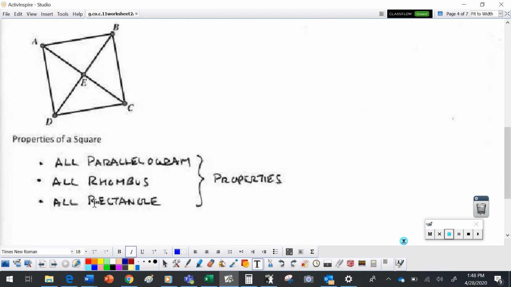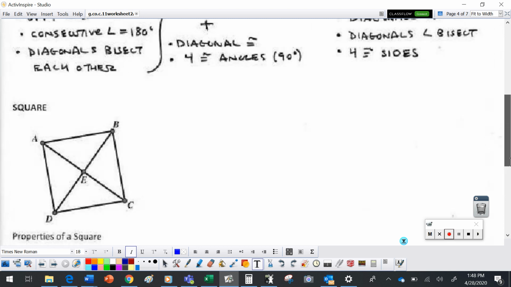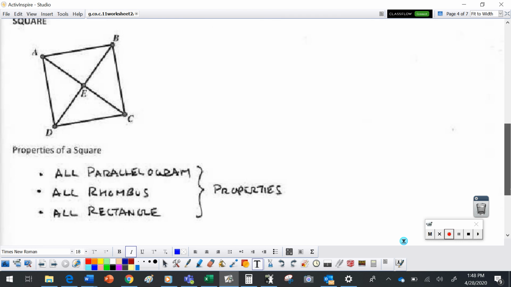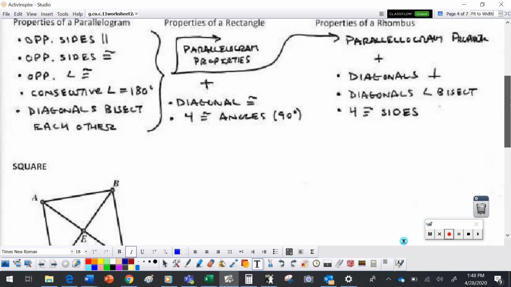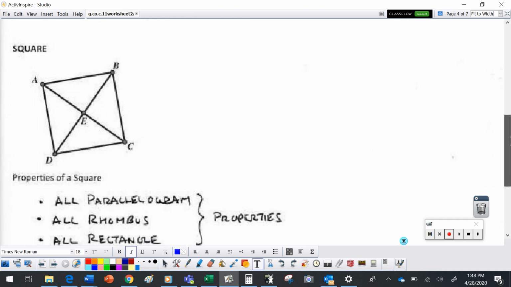Now we've got one more special quadrilateral to look at here, and that's a square. Now a square is, by definition, a quadrilateral with four congruent sides. If it has four congruent sides, that makes it a rhombus. It also has four right angles, and if it's a quadrilateral with four right angles, that makes it a rectangle. So a square is where a rectangle and a rhombus overlap. That means that it's also a parallelogram.